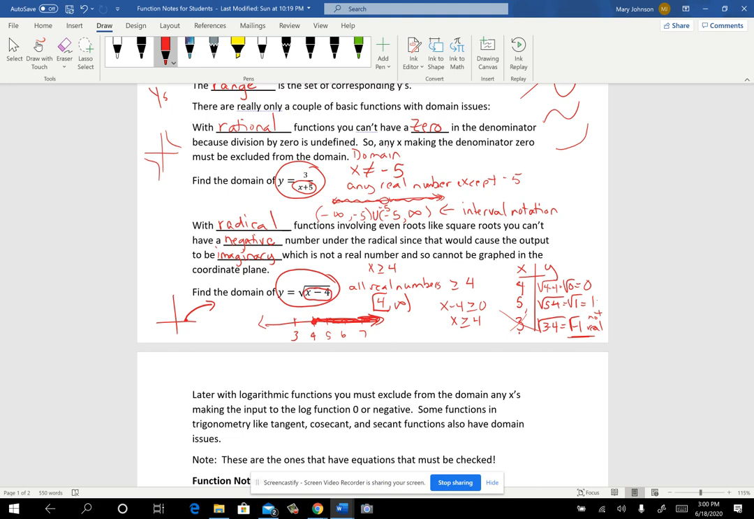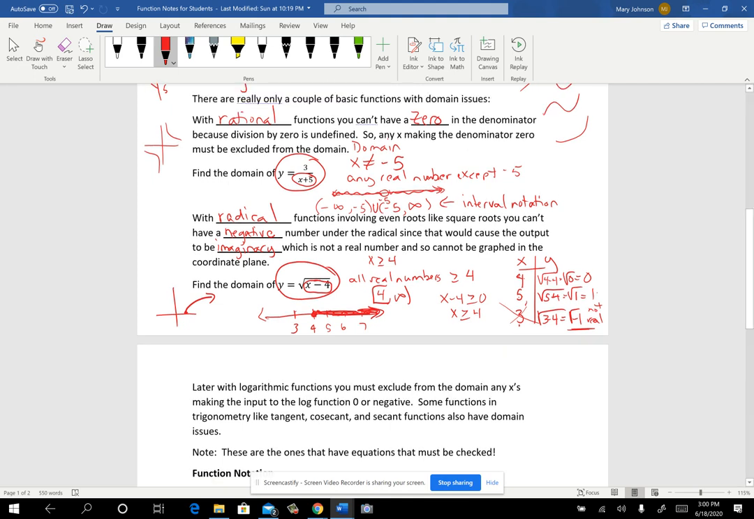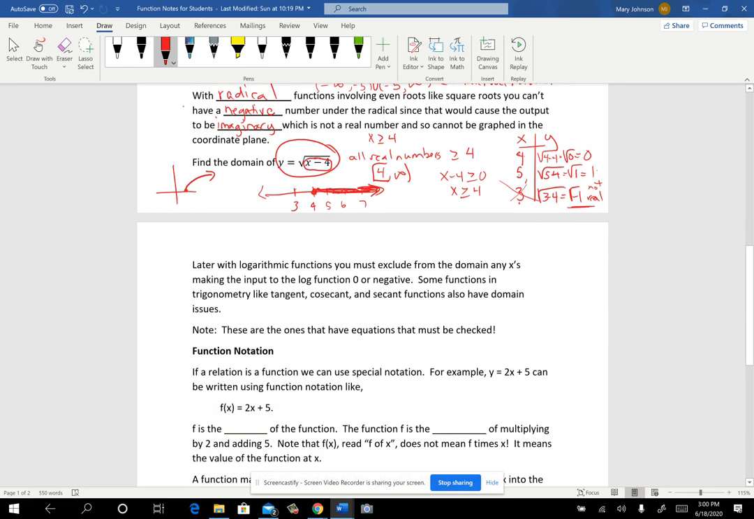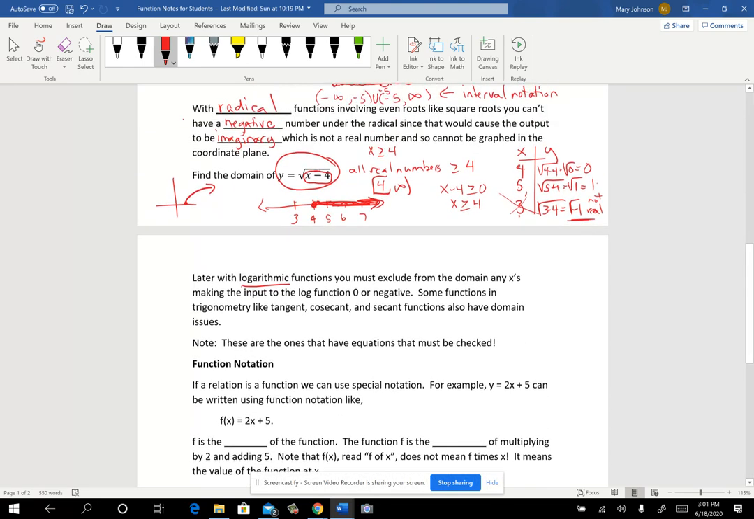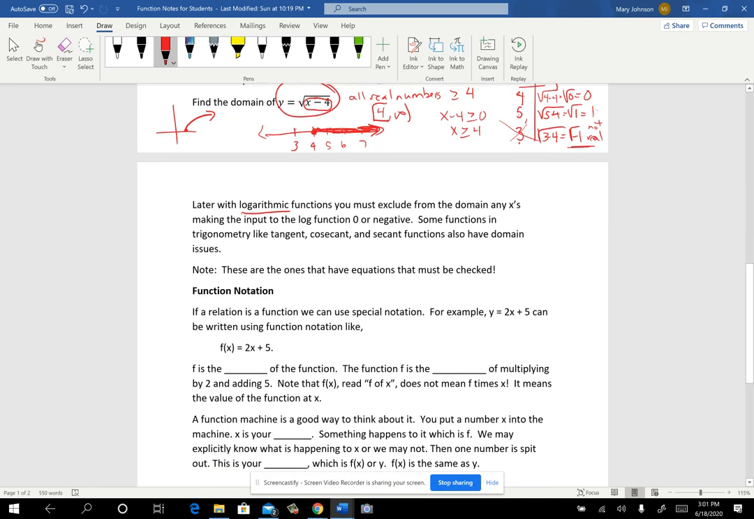All right, now I don't want you to think those are the only two issues, but seriously, most functions have a domain that's all real numbers. It's just these are two cases. And then later in this course, we deal with logarithmic functions, and those have domain issues. Your domain has to be x's that make the input bigger than 0. You can't have a 0 or a negative number. And then when you take trig, there are other ones too, like tangent, cosecant, and secant that have domain issues.